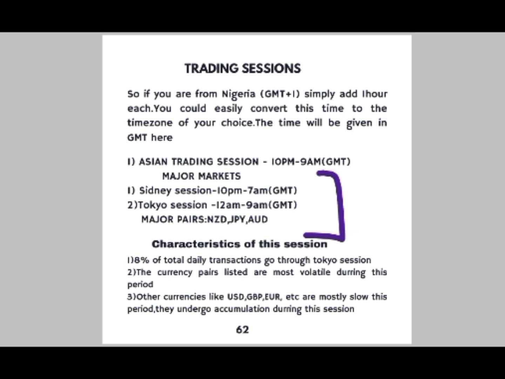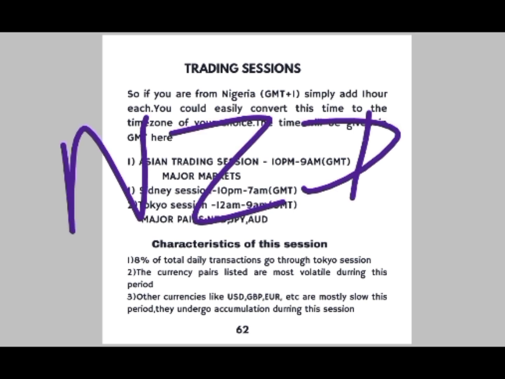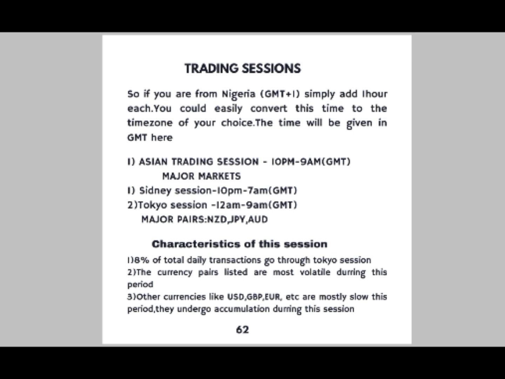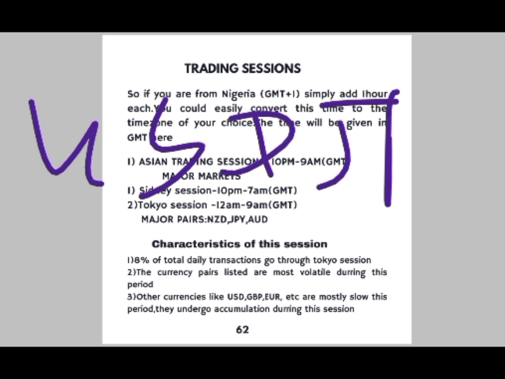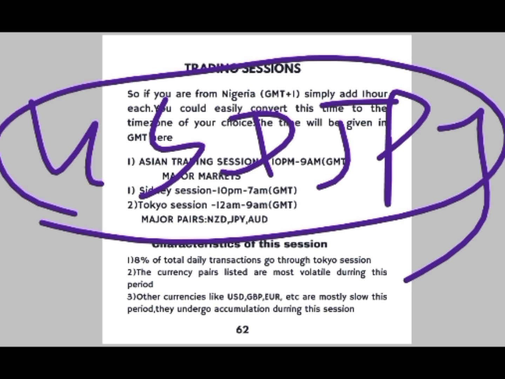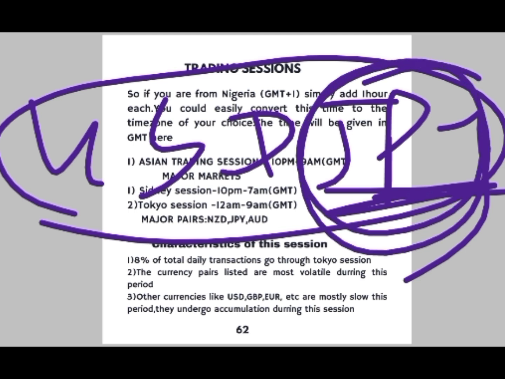Don't forget. And the major pairs here are the NZD, that is the New Zealand dollar, the JPY, which is the Japanese yen, and the AUD, which is the Australian dollar. These are the major pairs we are concerned about in this Asia session. Any currency pair that has NZD, JPY, or AUD, so if we have USD JPY, let's say we have a currency like this, it's going to be affected because there is JPY in it. So you can trade USD JPY during the Asia session because JPY is going to mostly move.